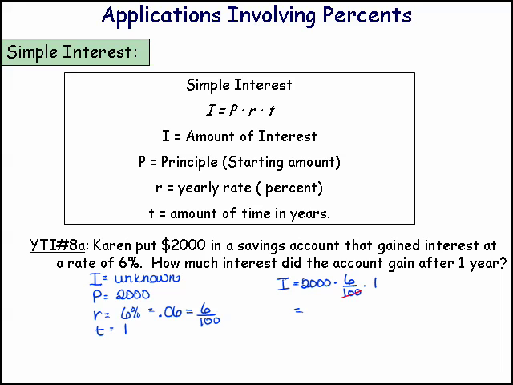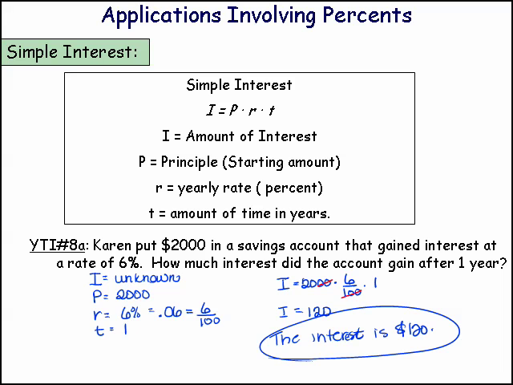This 100 goes into the 2,000 there, and I am left with 20 times 6, which is 120. Okay, so there's the interest. The interest is $120. Okay, so that's how you go in and calculate that. Plop it into that equation and just start calculating. Okay, let's go to the next problem.